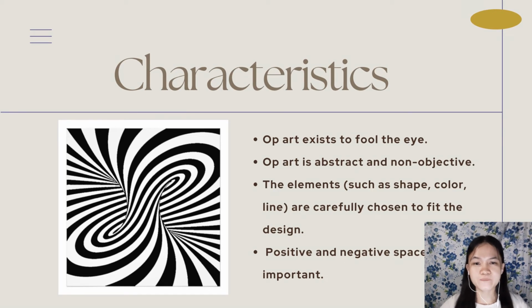Here are the important characteristics of optical art. Optical art exists to fool the eye. It is abstract and non-objective. The elements such as shapes, colors, and lines are carefully chosen to fit the design. Positive and negative space are equally important.